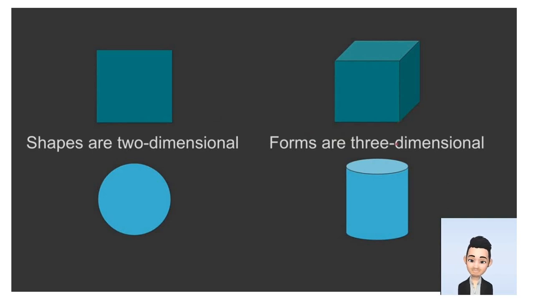Now, there are two ways of describing shapes and forms, and that would be the terms geometric and organic.